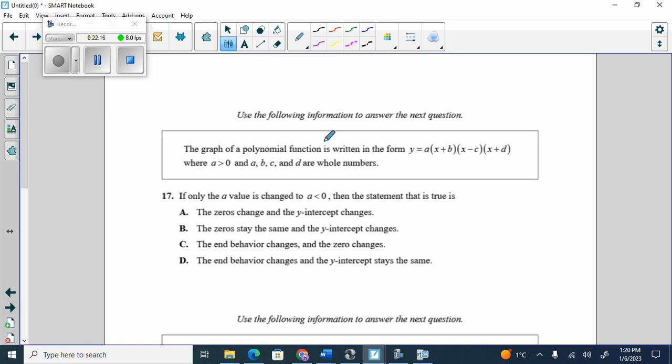Here it has the graph of the polynomial function that can be written in this form, where a is greater than 0. So I know I have a positive leading coefficient because it's a 1 and a 1 and a 1, so I know it's up on the right. I also know b, c, and d: x, x, and x would make this a cubic function, also known as degree 3. And if it's up on the right, then we know it's down on the left.